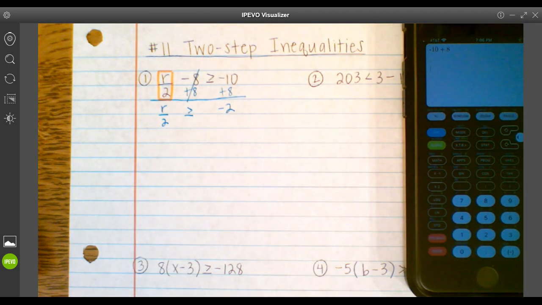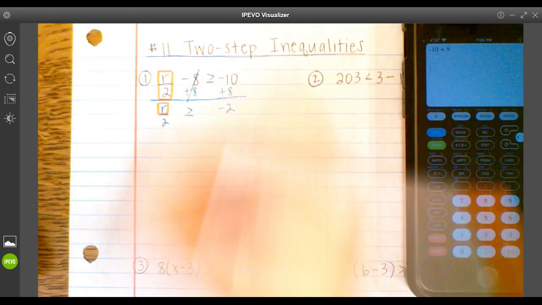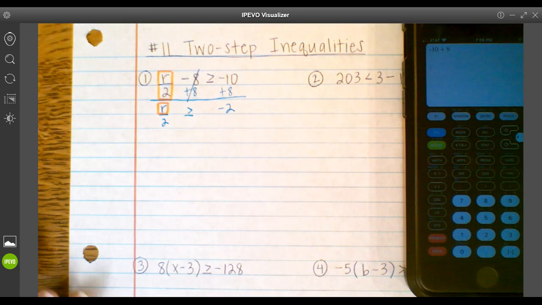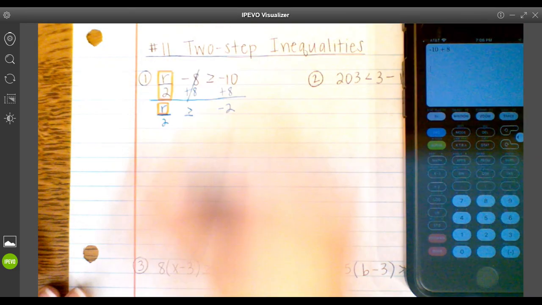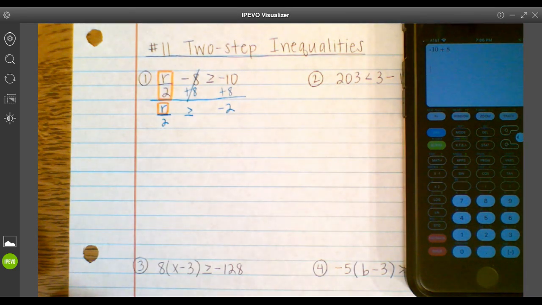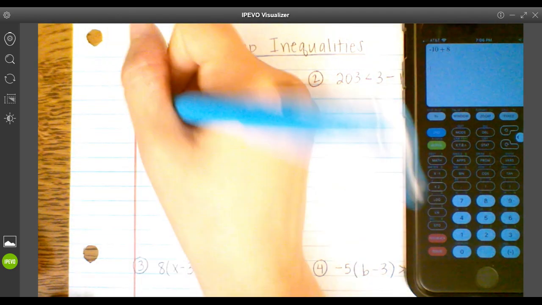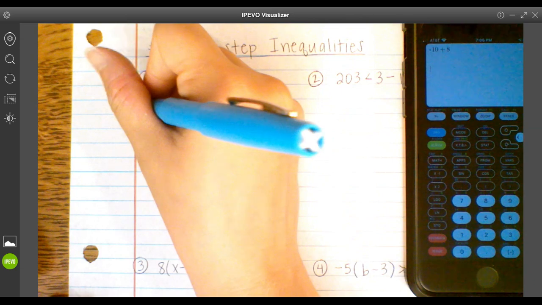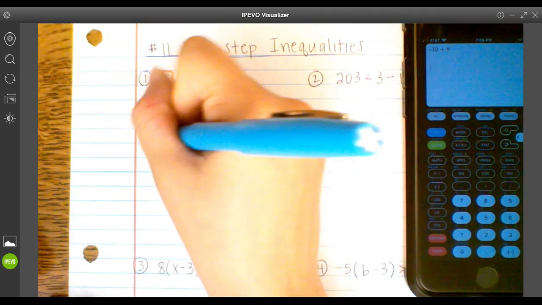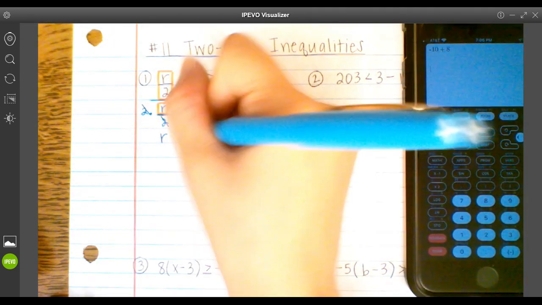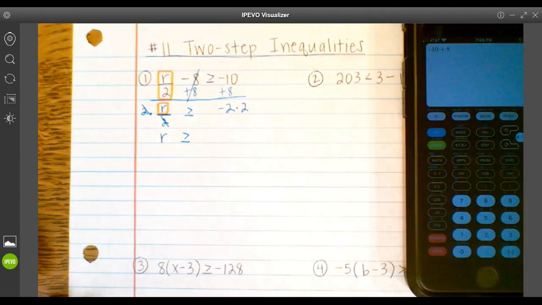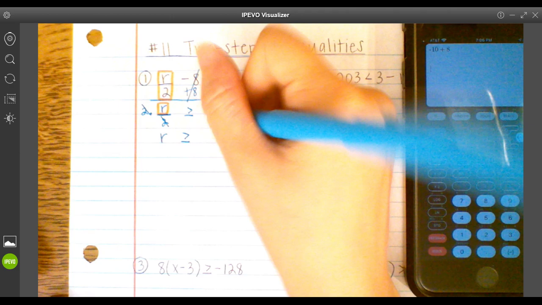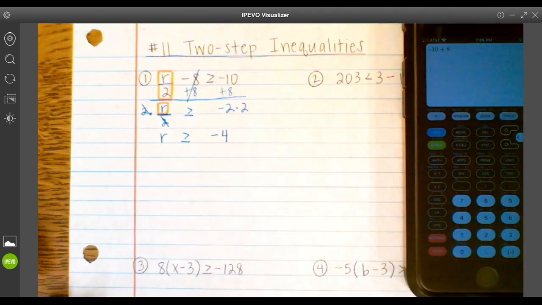Now to finish solving for R, we need to get R completely alone. So right now we are using this divide bar. So what undoes divide? You got it. We're going to multiply both sides by 2. When we multiply and divide, that undoes that operation of divide, leaving us with R must be greater than or equal to negative 2 times 2 is negative 4.